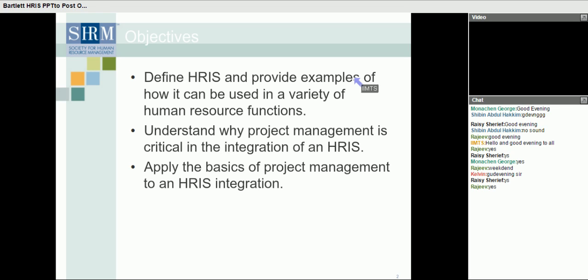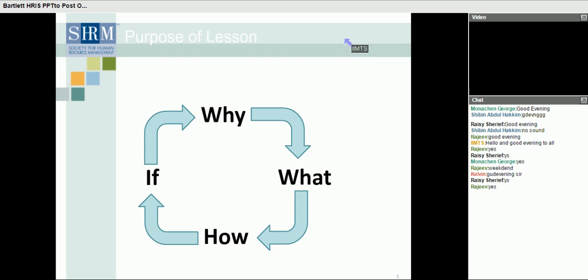So in this particular PPT, we'll be seeing the definition of human resource information system and examples of how it can be used in a variety of human resource functions. Understand why project management is critical in the integration of human resource information system. Apply the basics of project management to a human resource information system integration. The purpose of the lesson is why we need, what we need, how we need, and if we need, then why we need it.